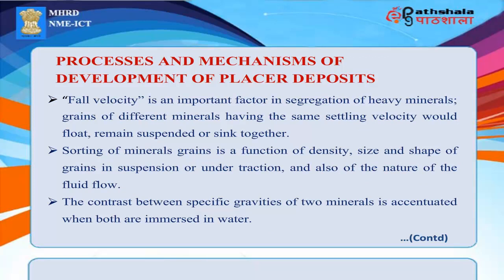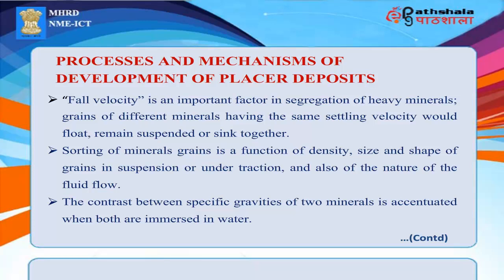Fall velocity is an important factor in segregation of heavy minerals. Grains of different minerals having the same settling velocity would float, remain suspended, or sink together. Sorting of mineral grains is a function of density, size, and shape of grains in suspension or under traction, and also of the nature of the fluid flow.